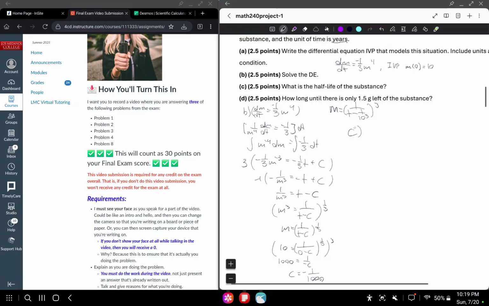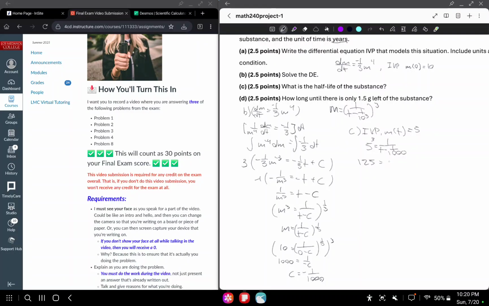C, what is the half-life? This is IVP of half-life. Half of the substance is gone, so IVP. We want to solve for time, so m of t equals 5. So let's do that. 5 equal to 1 over, just eliminate the third power, t minus 1/1000th.